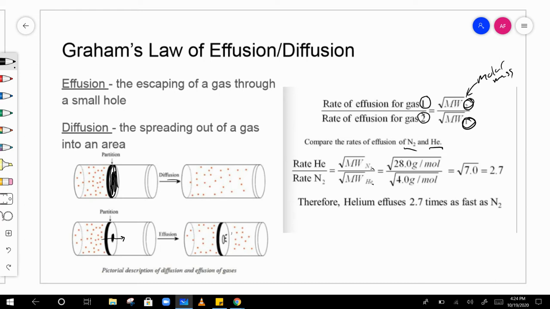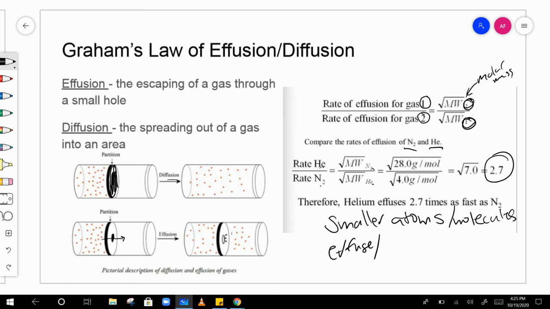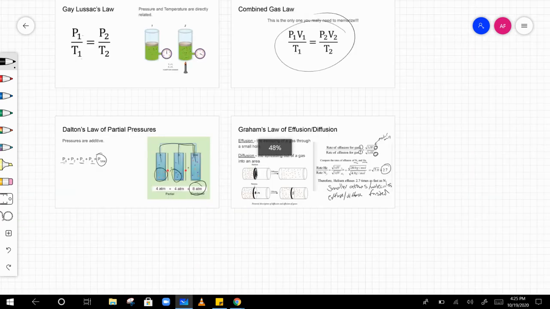So you do the math there, and you get 2.7. So you know that helium diffuses 2.7 times faster than N2. Smaller atoms or molecules effuse or diffuse faster. So the smaller the molecule is, the faster it's going to effuse or diffuse. It's just going to move faster.